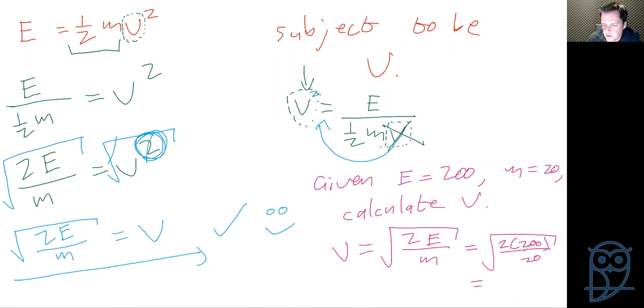Therefore, 2 can cancel with the 20 to become 10. This 10 can cancel with 10 there. And then you are left with the square root of 20, which on your calculator will give you 2 root 5. And that is a perfectly acceptable answer.